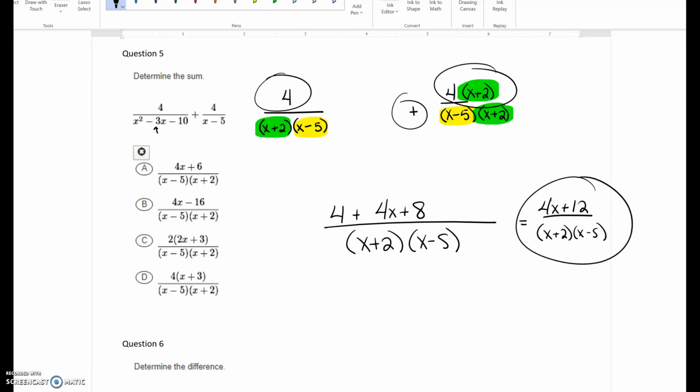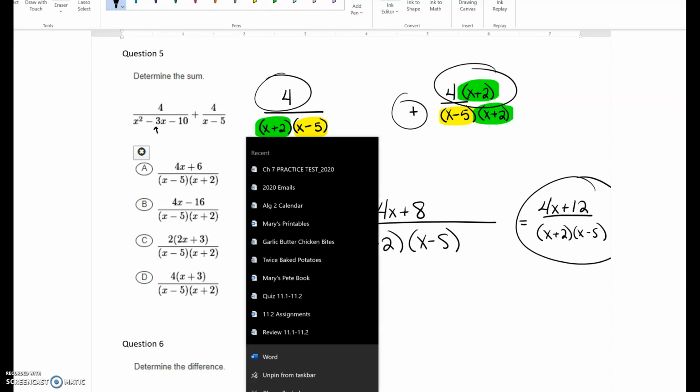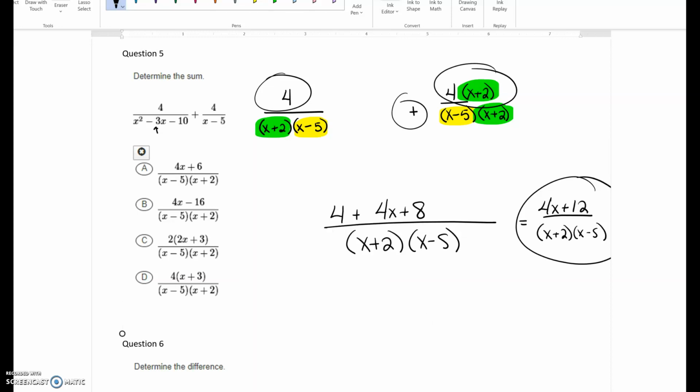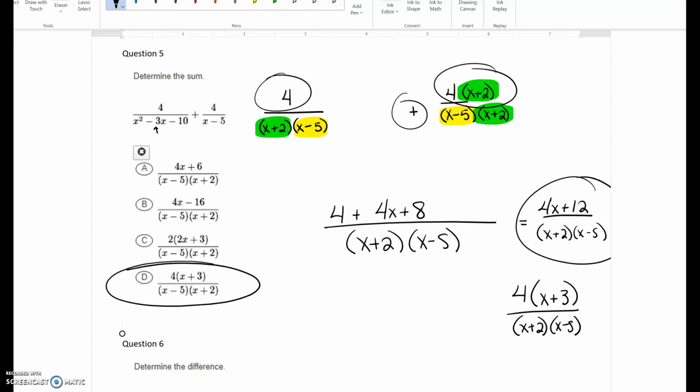So if you're looking at this answer and thinking, I don't see this answer over there, definitely look at options C and D. Do you see how they're factored? So what do 4x and 12 have in common? You can divide both of those by 4. So 4 times x plus 12 divided by 4 is 3. And that will lead you to your correct answer. So 4 times the quantity x plus 3 over x minus 5, x plus 2. The order of those bottom parts does not matter.